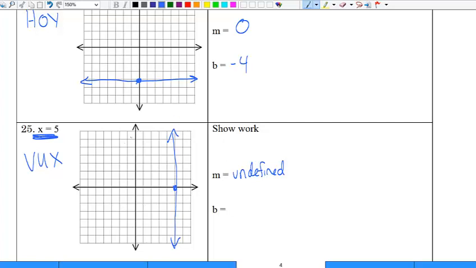Where does my vertical line touch the y-axis? Because that's what b is. B is a y-intercept. Well, it doesn't. Here's a key. If your m is undefined, then your b is probably going to be none.